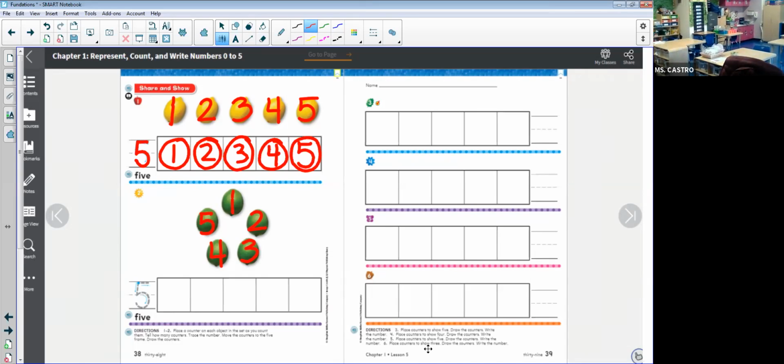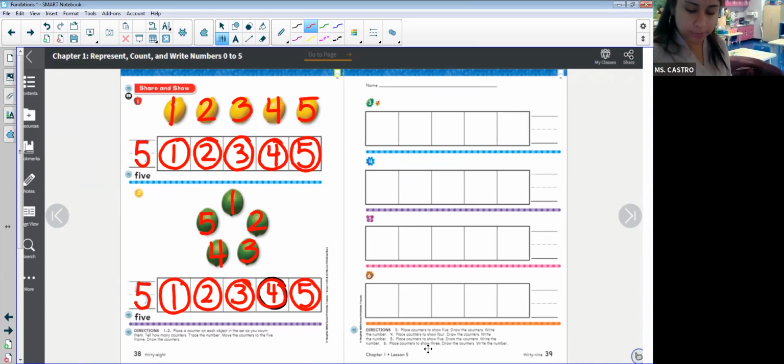To form the number 5, start at the blue dot, go down, around, and then go back to the blue dot and go across. Now I'm going to fill in the 5 frame with 5 circles. That's 1, 2, 3. I'll give you boys and girls 1 minute, and then we're going to continue on to the next page.